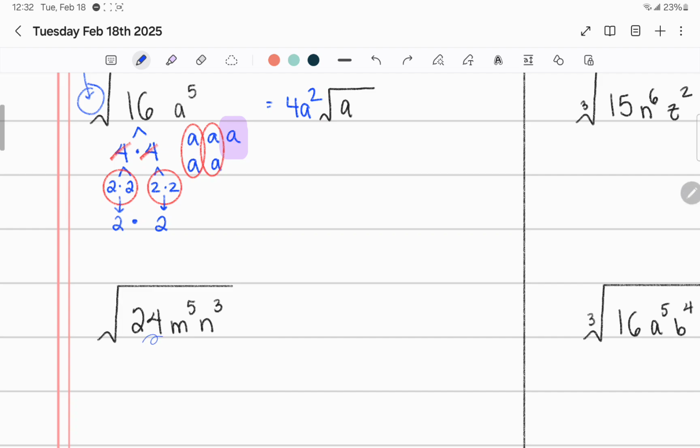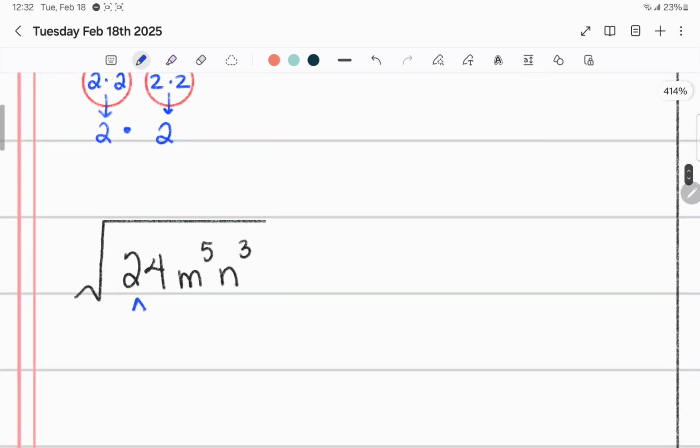All right, so for the 24, we can do 6 times 4, 12 times 2, 8 times 3. Any of those would work as long as you break them down completely. I'm going to do 6 times 4, and then we want to break down the 6 to 3 times 2, 2 times 2 for the 4.